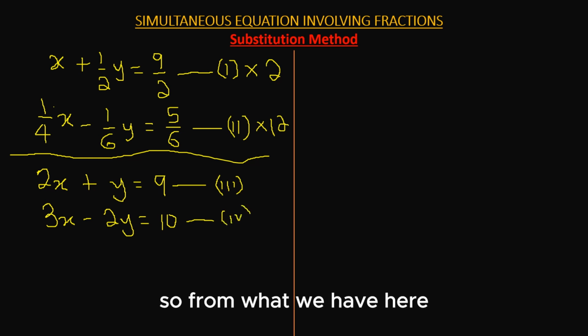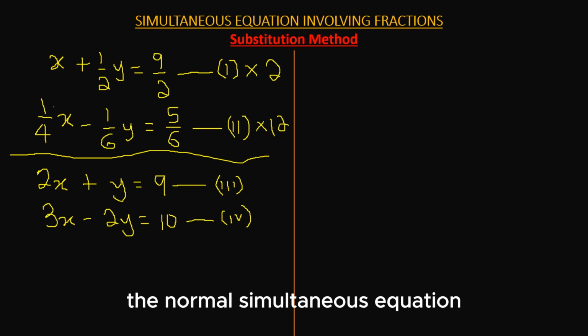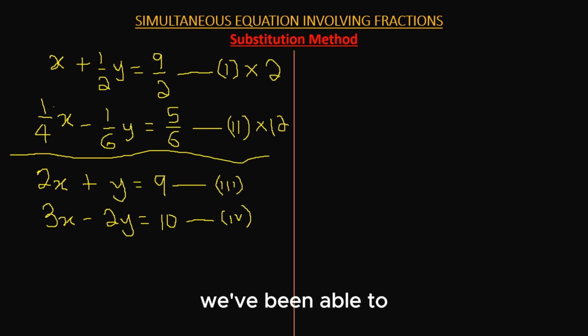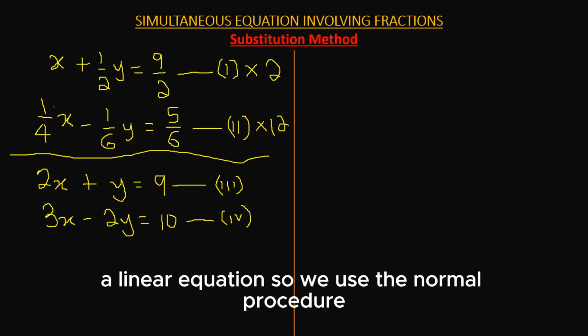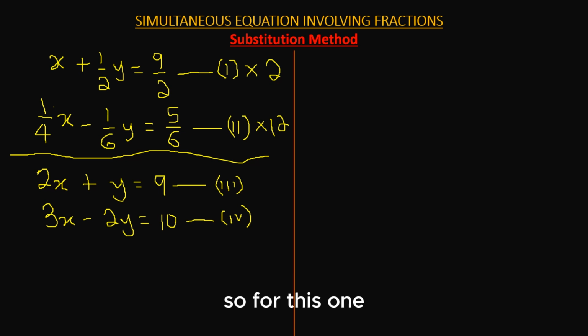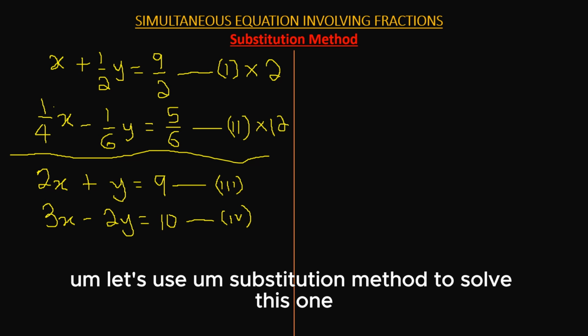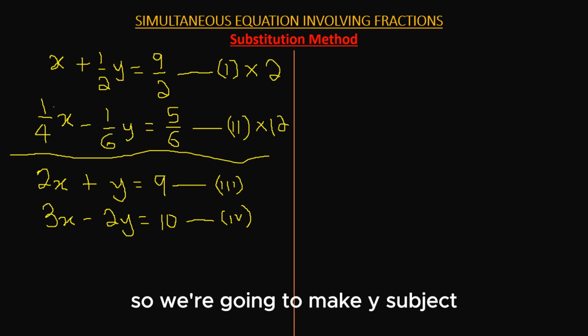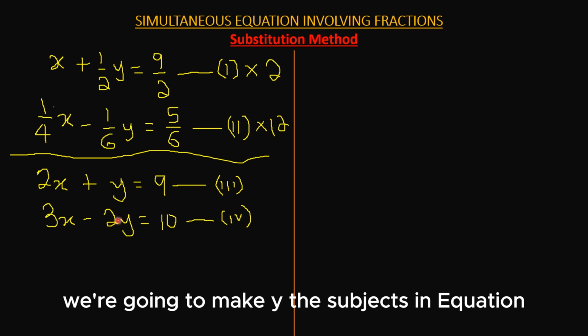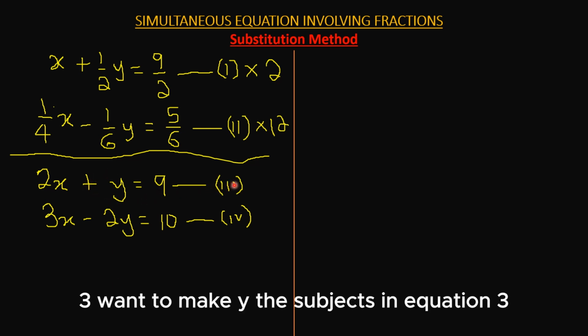So from what we have here, you can see we have gotten back to the normal simultaneous equation. We've been able to change the fractions to a linear equation, so we use the normal procedure. For this one, let's use the substitution method. We're going to make y the subject in equation 3.